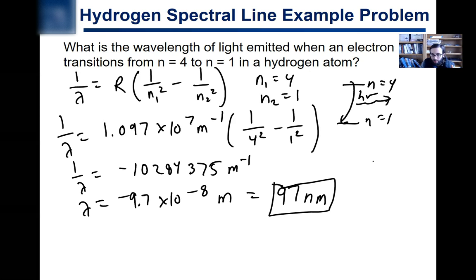The opposite would be if you went from n equals 1 to n equals 4, right? Now you're going up, so light is going to have to come in to excite that electron up into the higher Bohr orbit, the higher energy level. Okay, so there's just an example of this hydrogen spectral line problem. We'll be solving a lot of problems together in these lecture videos.